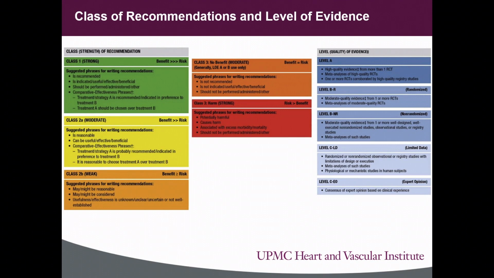In terms of level of evidence, there are different levels here, A through C. A is the highest quality evidence coming from more than one randomized controlled trial. Level B is broken up into randomized or non-randomized, but this is a moderate quality of evidence. And level C is the most limited type of data we have, where we have limited data, or just solely expert consensus opinion, not in fact based on any significant large-scale trials or evidence.